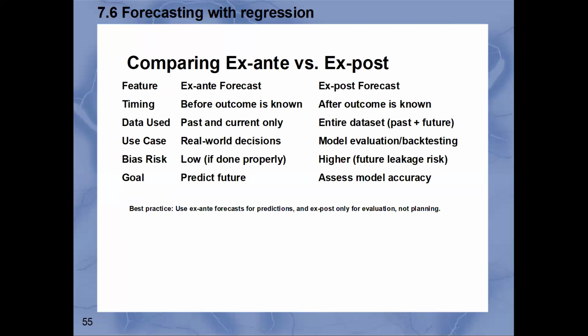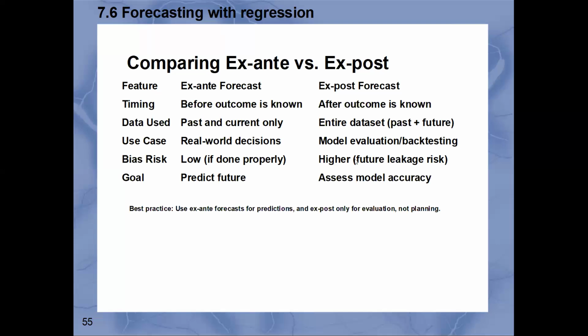So if we consider ex ante and ex post, right? Timing: before the outcome is known, after the outcome is known. Data use: for ex ante, past and current data only, and here we have the entire data set. This is used for real world decisions. This is used for model evaluation and backtesting. This is low risk of bias if done properly, and high risk for future leakage, right?